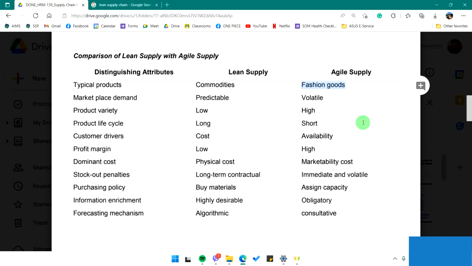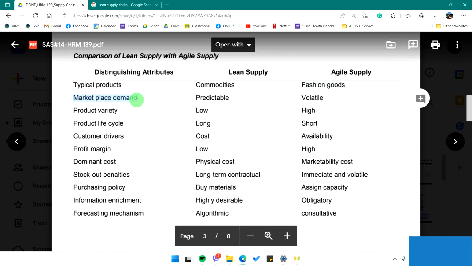So basically, agile supply chain, fashion goods, the demand always changes. So we have to be flexible. We have to be customizable. We have to be responsive to the needs and wants of our market. Take note of that word, responsive. We will talk about that after a while.